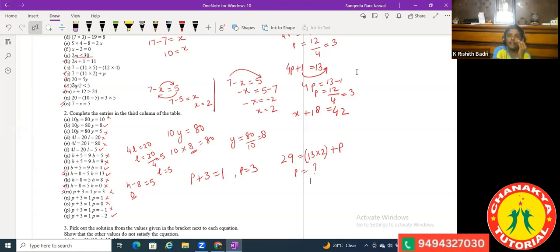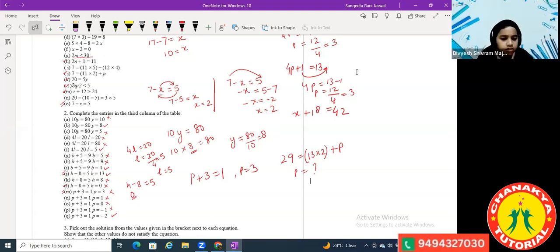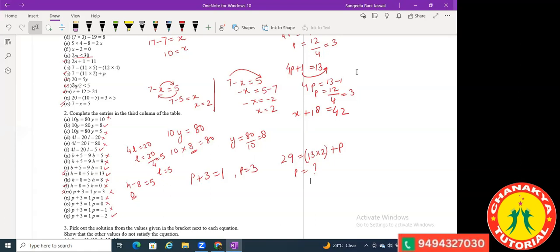Ma'am, x minus 4. x minus 4. Good. Okay. I have this book with me for extra questions.